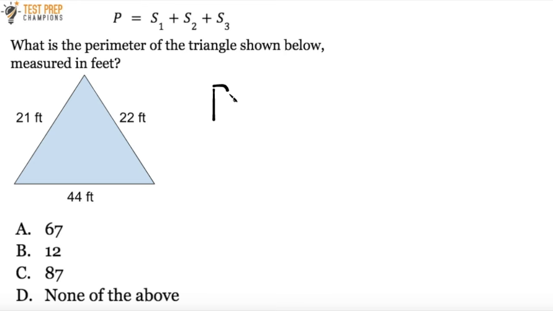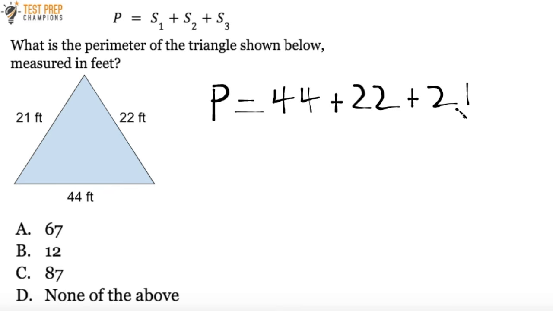Okay, so let's talk about this. So basically what you're going to do is you're just going to add up each side, and the order doesn't really matter. Okay, so I'm going to do 44 plus 22 plus 21 here, but it doesn't really matter. You could do 21 plus 22 plus 44, however you want to do it here. All right, it's going to get you the same answer either way, and you're going to get 87 as the answer, so C is correct.